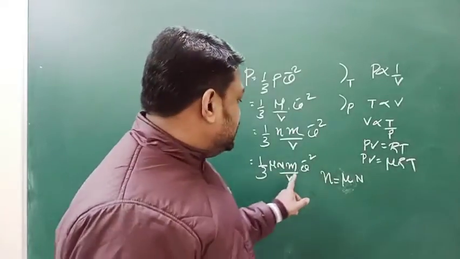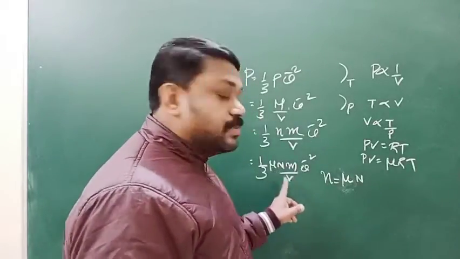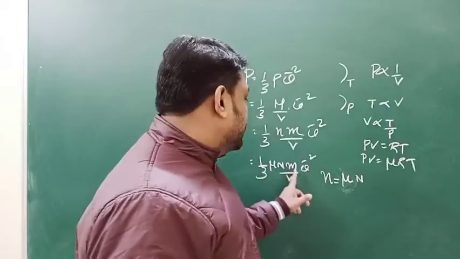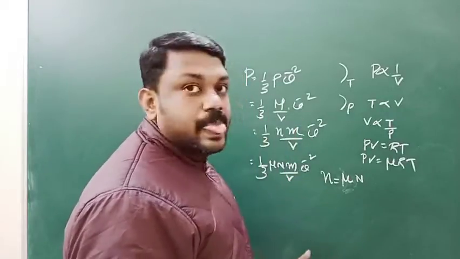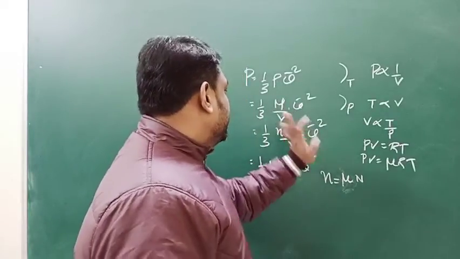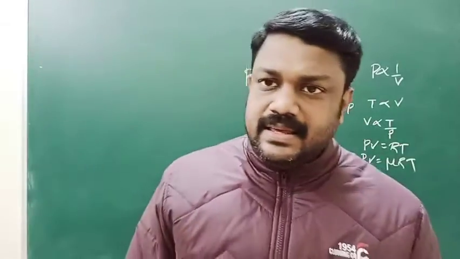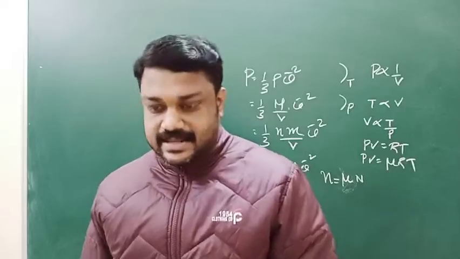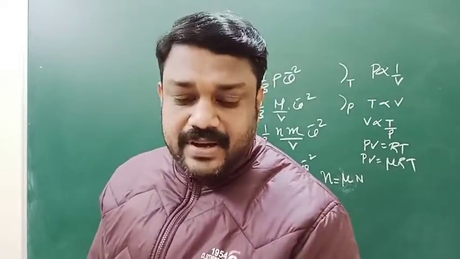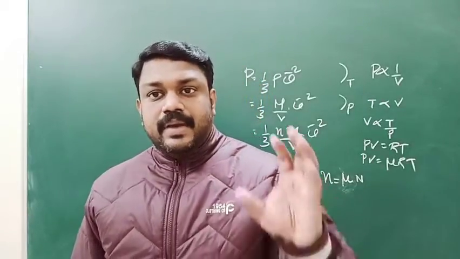M is the mass of one particle and n is the total number of particles in 1 mole. So n into m can be replaced by molecular mass. So 1 by 3 M by V into v square. So that is the equation for the pressure exerted. For that we were considering a gas particle.